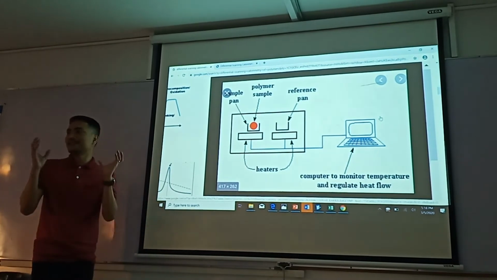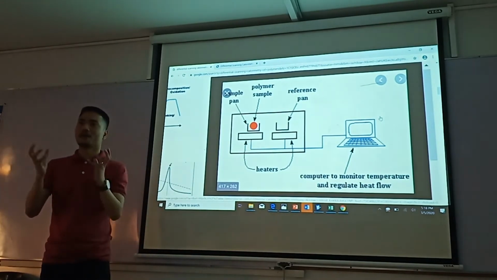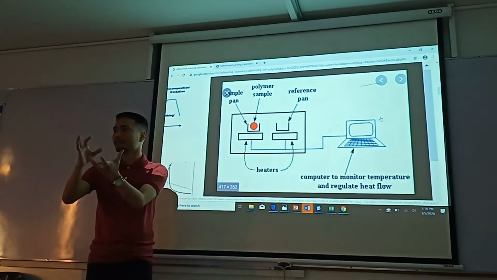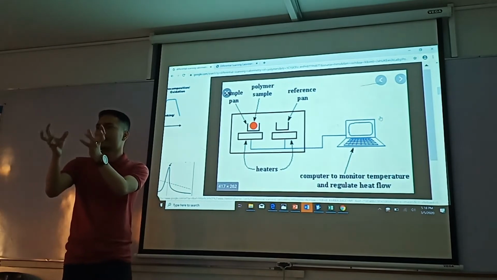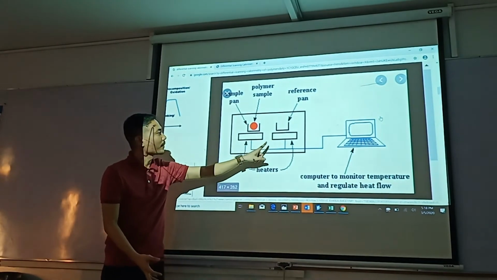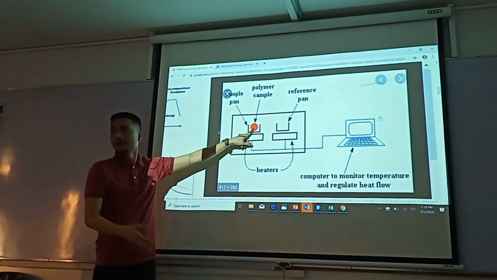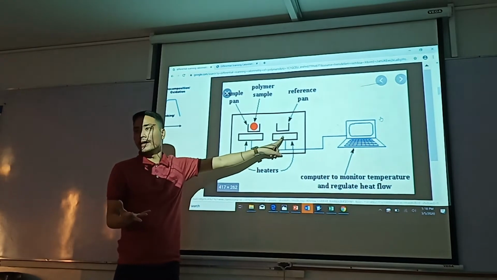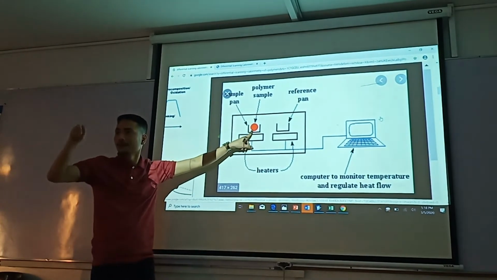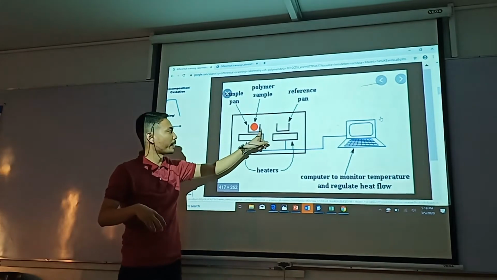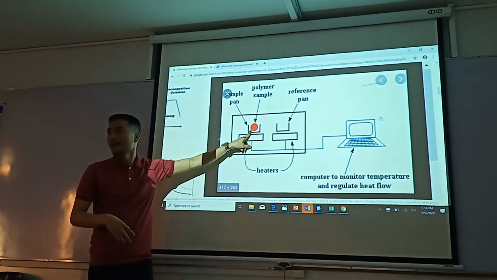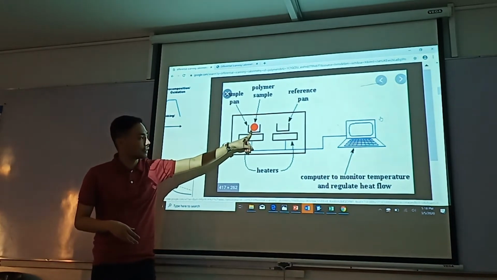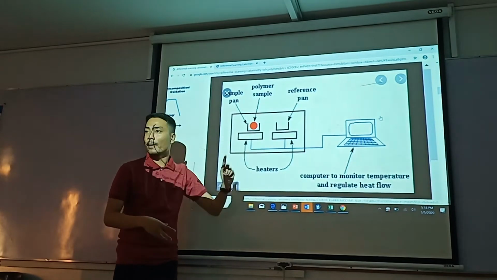Okay, here's a simple schematic of a DSC equipment. You have heaters here. So inside the equipment we have heaters, and you put your polymer sample in one of the heaters, and then you have a reference pan in the other heater. Of course, the sample polymer is also placed in a pan. So you have two pans with two heaters, but only one has a sample. Only this one has a sample. Okay. So you heat the two pans.